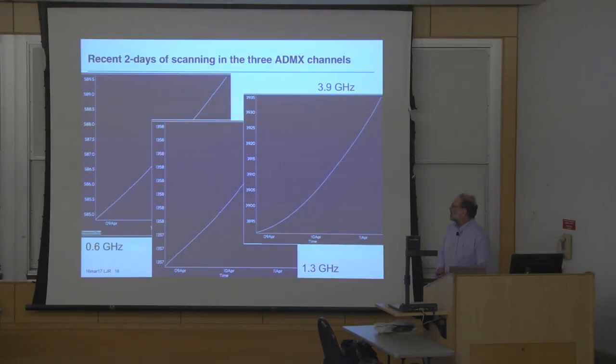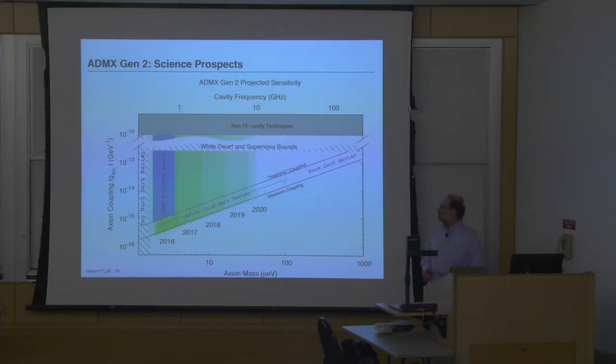This is just a couple days scanning. There's not a lot of information content here. This is from some last year, probably. You can see low frequency, medium frequency, high frequency. So each cavity has two modes, and this is lowest mode, small cavity, small cavity. There's not a lot to see in these curves, except that each day we scan on the order of megahertz per day in our scanning. This is where we'd like to be.